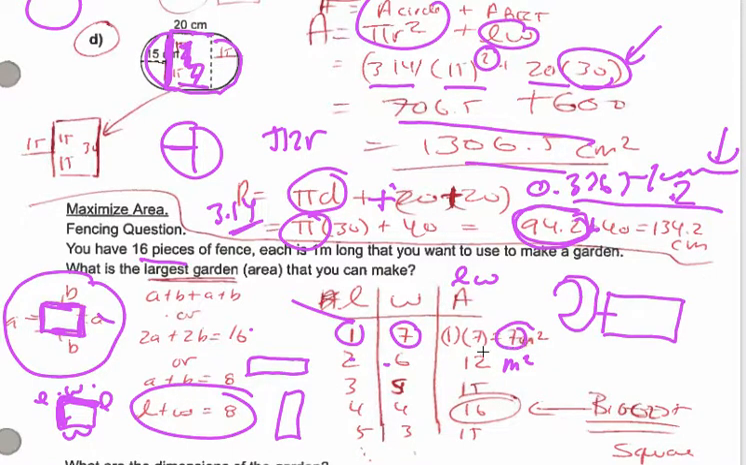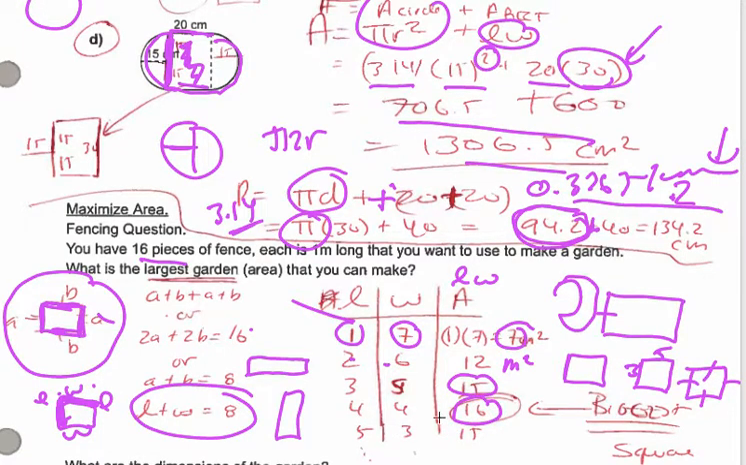Okay, so we're getting bigger. It's bigger than 7. Okay, so 2 by 6 is something like this. 3 by 5 is getting close to a square. Okay, so 3 by 5, and that would be a 15 meter squared garden. 4 by 4 is a square. So you got a square. They're all the same length. 4 by 4, and you get 16 meters squared.